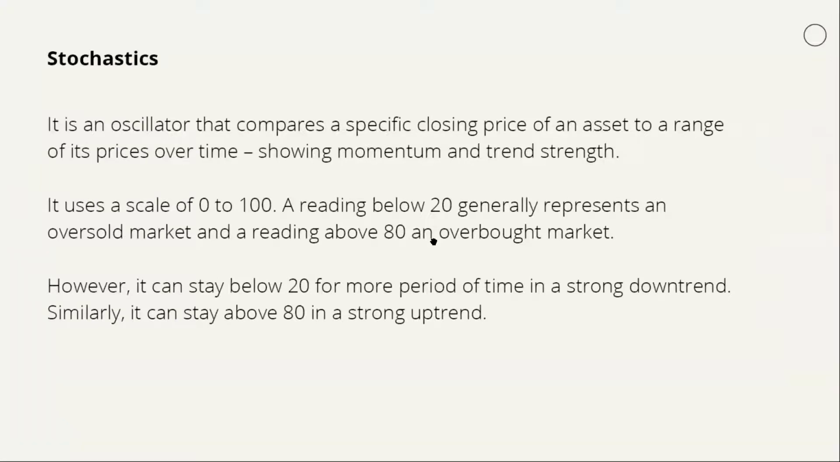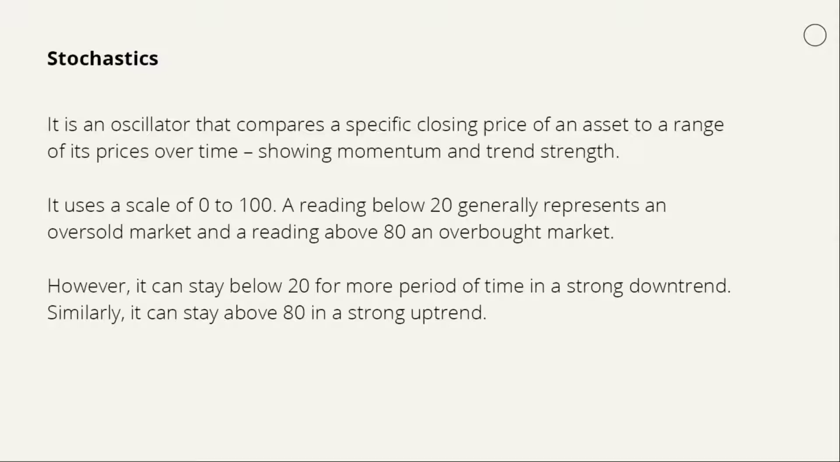Now stochastic. Stochastic is also a momentum oscillator, and it is very similar to RSI as well. It compares a specific closing price of an asset to a range of its prices over a period of time, and it shows momentum and trend strength. It uses a scale of 0 to 100. A rating below 20 generally represents an oversold market, and a rating above 80 represents an overbought market.